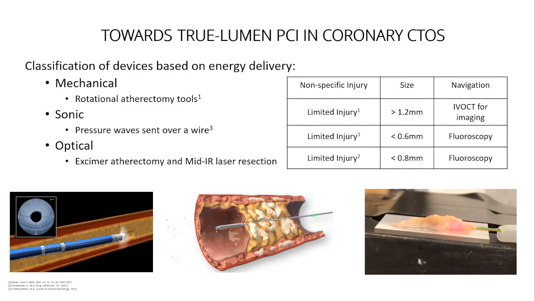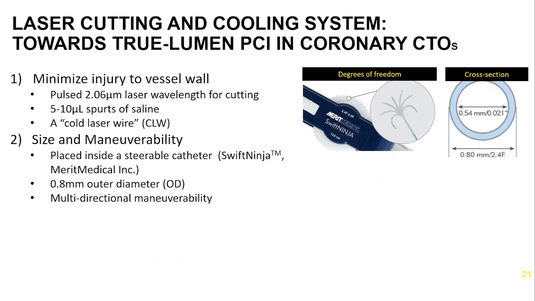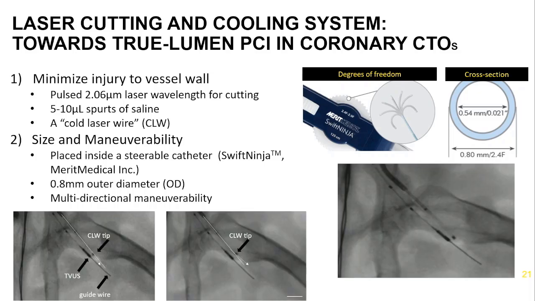So if we summarize the 3 energy modalities here, all of them have some possibility of injury. In terms of size, the mechanical tools are larger, as you can imagine, in order to transduce that amount of energy onto the tip of the catheter. The sonic and the laser approaches are smaller. Our approach uses a pulse laser with a fiber delivering the light on the distal side with cold spurts of saline or CO2 through an FDA-approved microcatheter, as you can see on the top right, which can flex in many different directions.